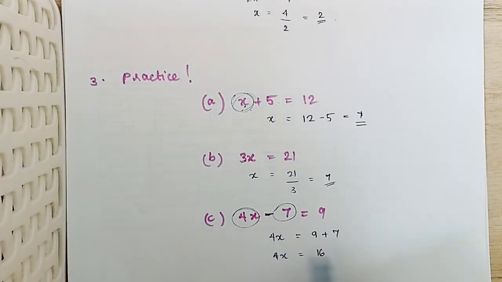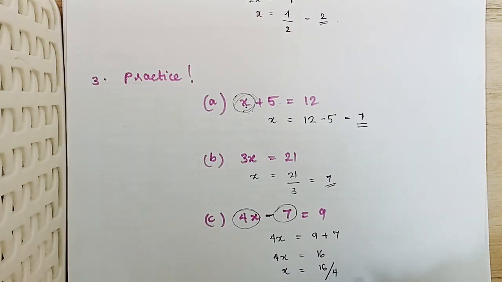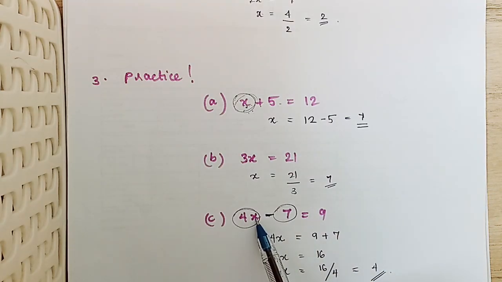Again, take the 4 to the other side. Again, here it is multiplication. So when 4 goes to the other side, it will become division. So x is equal to 16 divided by 4, which will be equal to 4. So this is how you find the value of x in an equation.